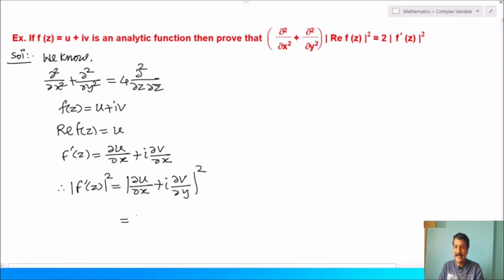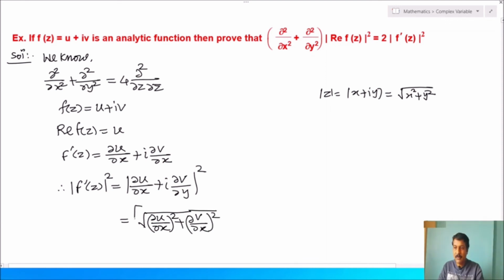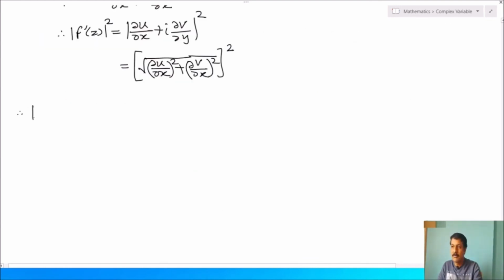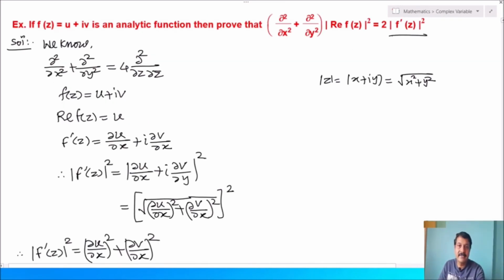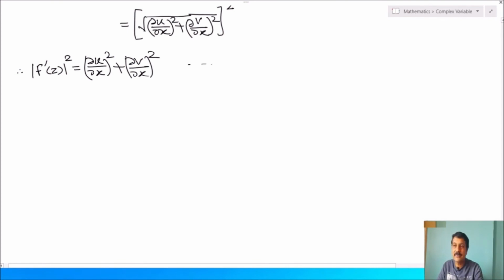And that you know, mod of z means mod of x plus iy, that is equal to under root of real part square plus imaginary part square. So here I am getting the under root of ∂u/∂x, which is the real part, whole square, plus ∂v/∂x whole square, and whole thing square. Therefore, mod of f dash of z whole square is equal to ∂u/∂x whole square plus ∂v/∂x whole square. This is your right hand side. Note that. I will denote this as equation number 1.